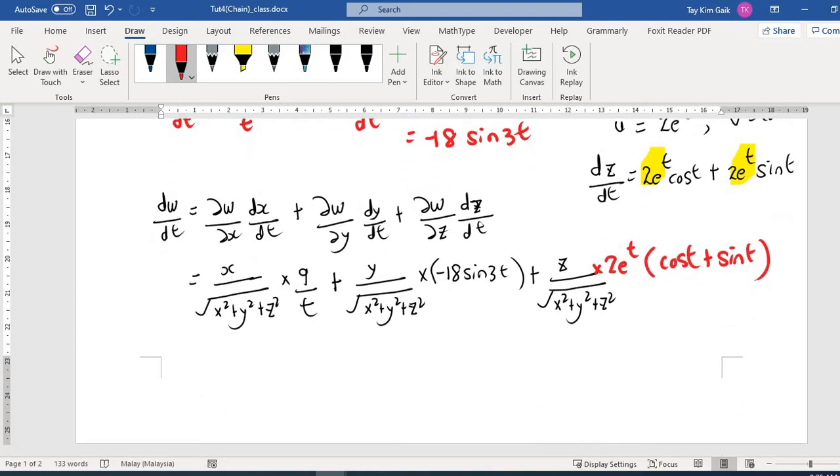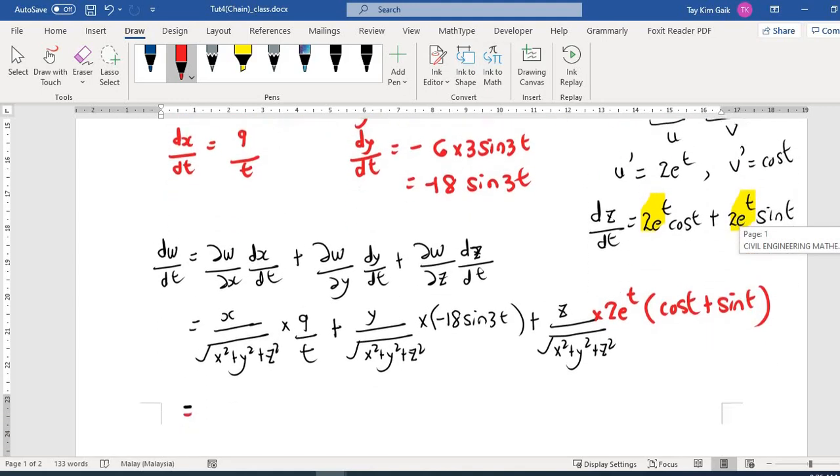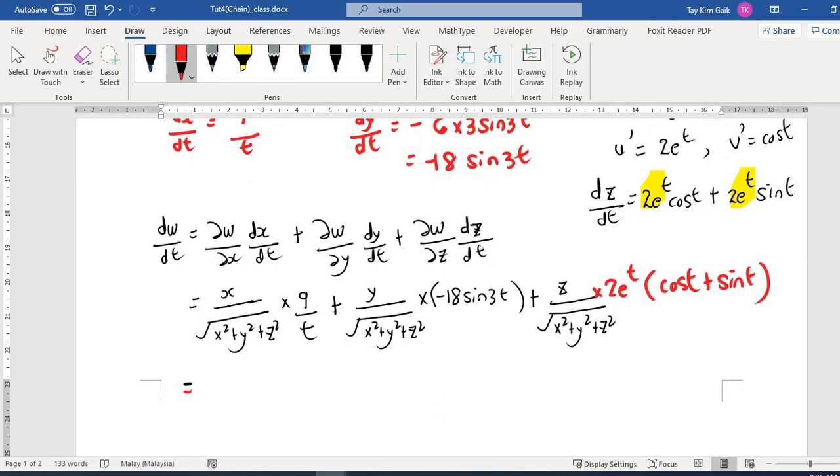And sometimes they want the answer in terms of t, hence you have to plug back the x, y, z in terms of t. If they want the answer in terms of t, then you need to plug back x, which is actually 9 ln t. So multiply 9.